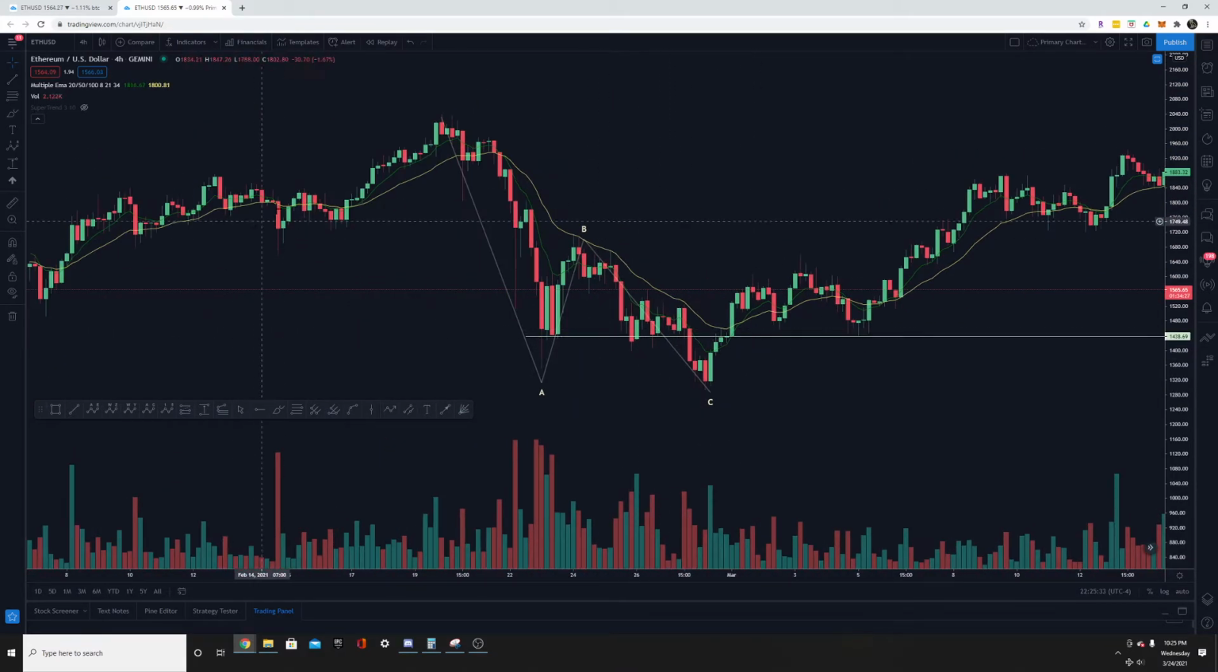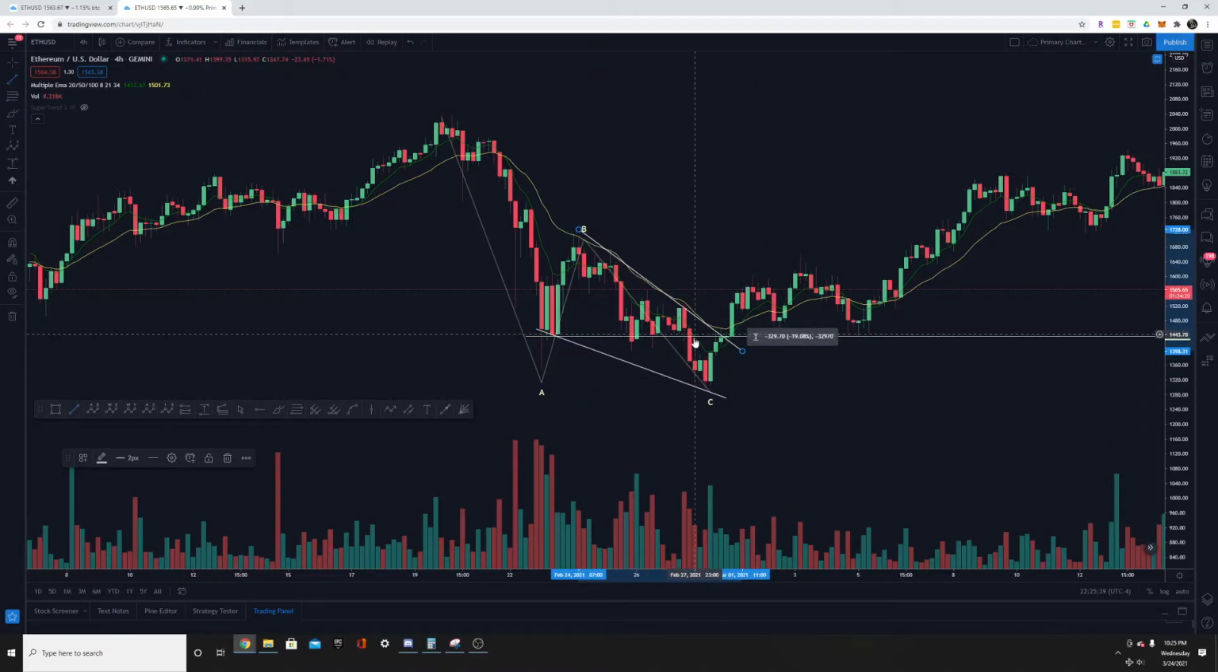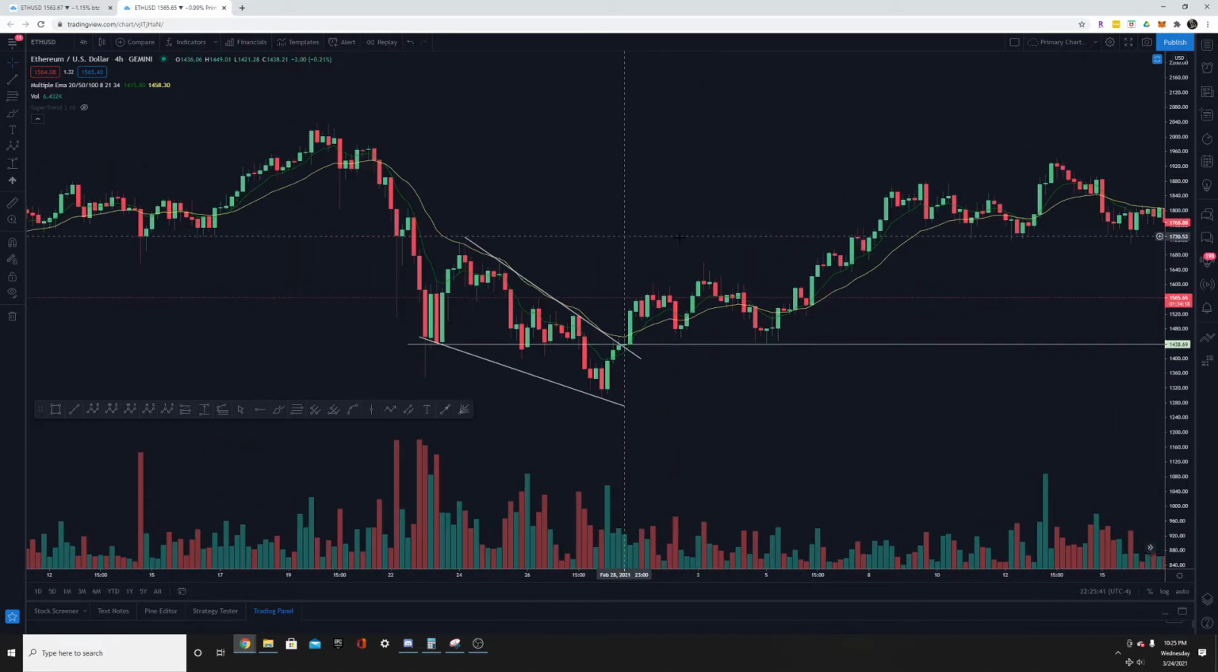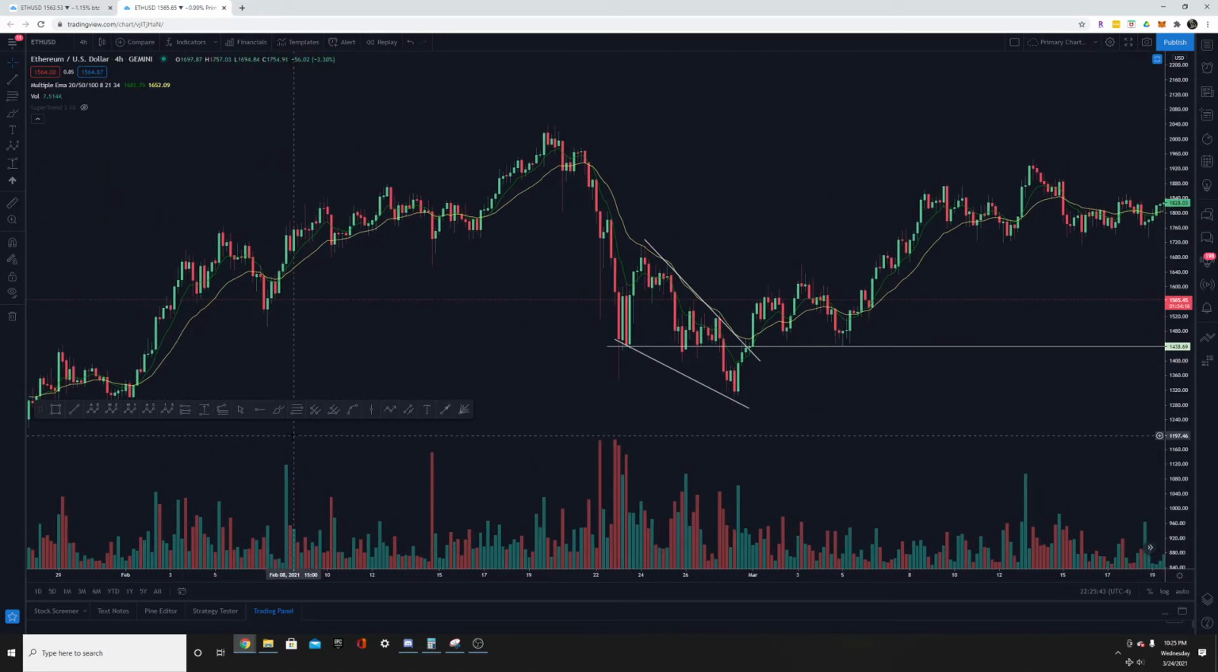And then you can also look at it as a falling wedge. This is what I mean. So that's an ending diagonal. So let's draw it again: 1, 2, 3, 4, 5. So yeah, that's the only time wave 4 can come in with wave 1, and then we break out.